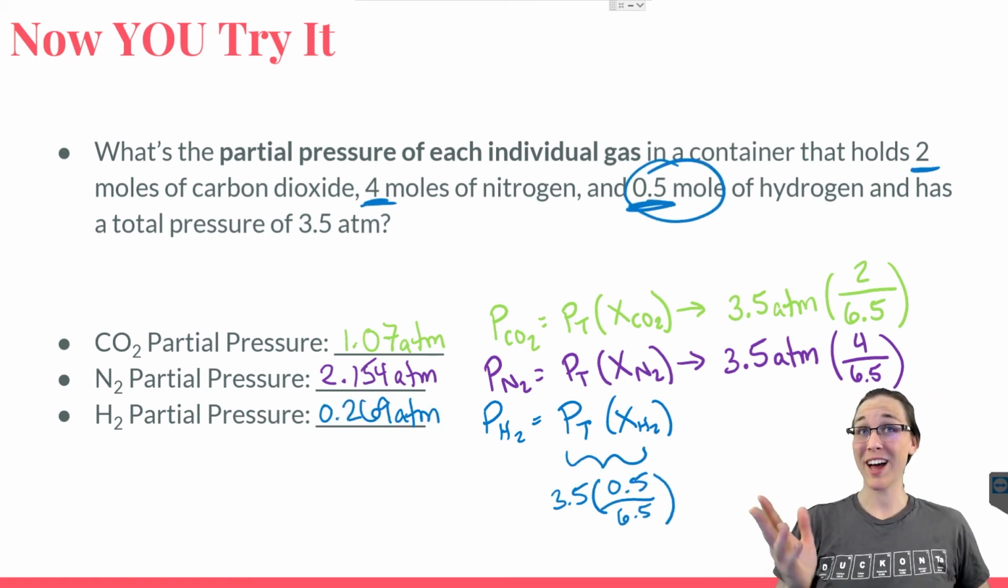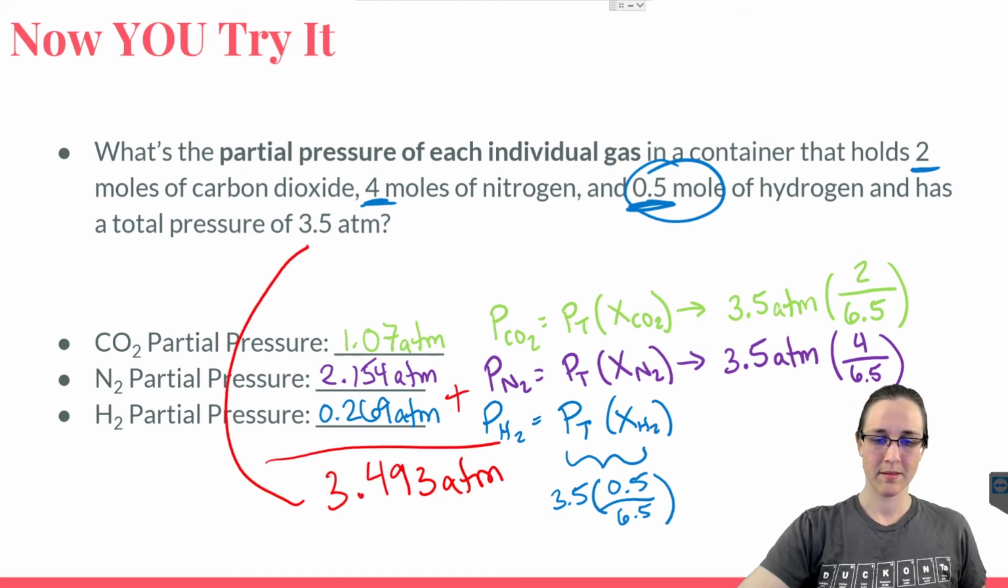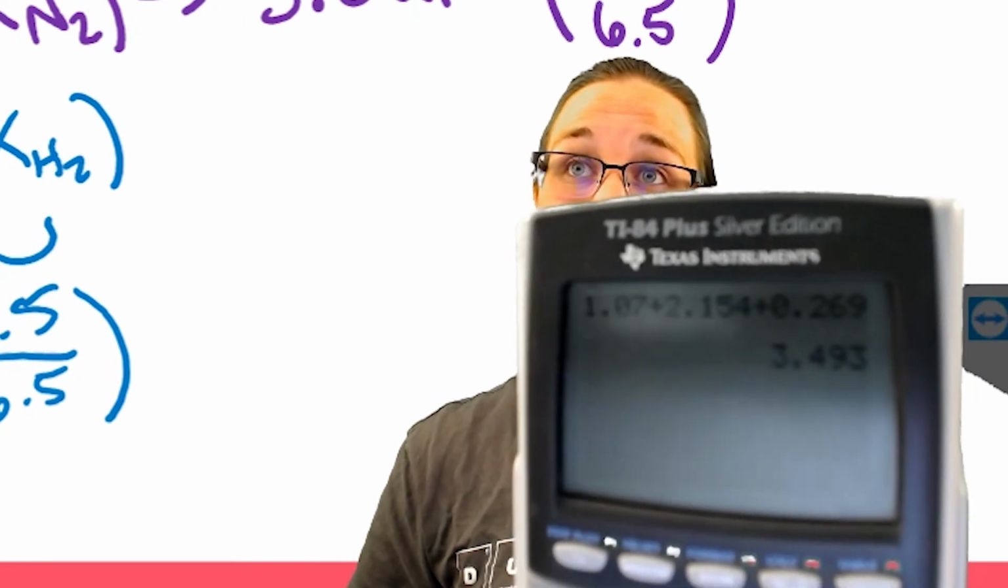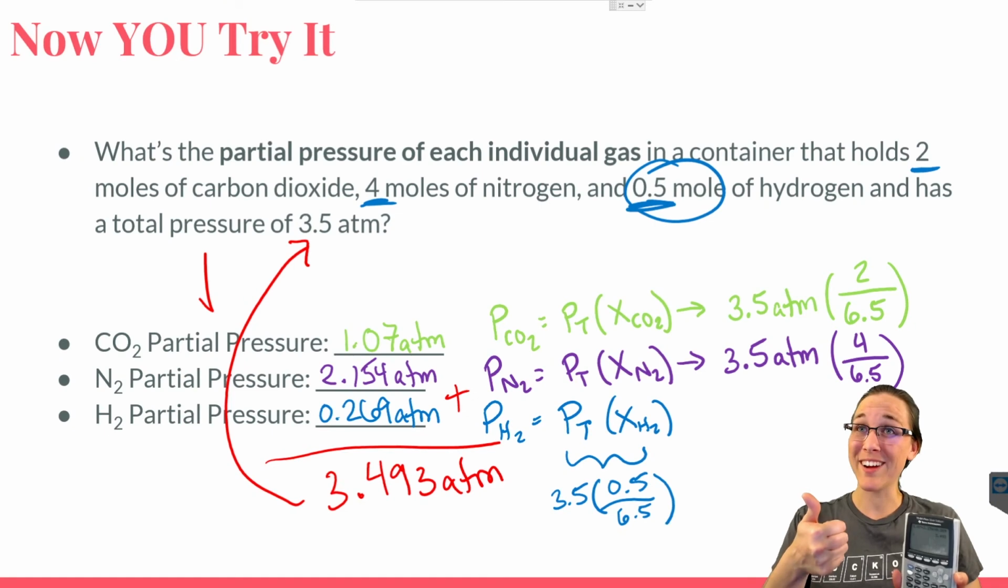All right, so you should have gotten those values for the partial pressures of each gas respectively. Let's check our work to make sure we did it right, because who wants to get the answer wrong on the test? So we know that our partial pressures, when added together, got us close enough to the total pressure of 3.5, so we know we got it right.